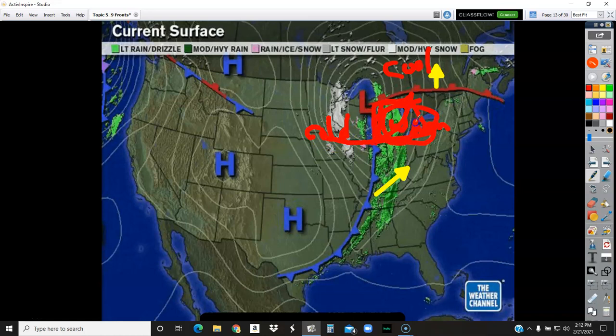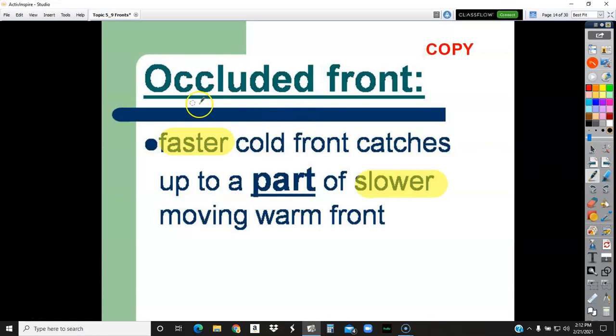And again, this air inside here is going to get lifted up to form, of course, clouds and precip. And you can see all the rain happening right there along that cold front. So now you form what's called an occluded front. Part of the faster cold front catches up to part of a slower moving warm front. And again, cold air moves quicker on the surface because it's more dense. Warm air can't move as fast. It's lighter, so it doesn't have as much energy, as much force to slide across the Earth's surface. But the cold air can catch up to the warm air. And so that's what's going to happen.